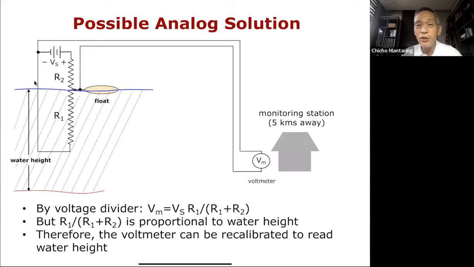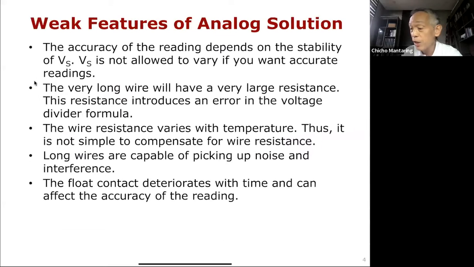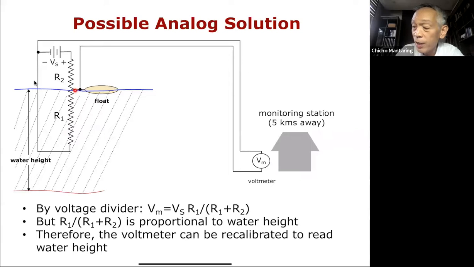No, there's a lot of interference in our atmosphere. Radio wave interference, electromagnetic interference, power line interference. So this can pick up interference, and that interference can affect, again, the reading of my voltmeter. And finally, maybe this might be minor, but itong contact na to also deteriorates.